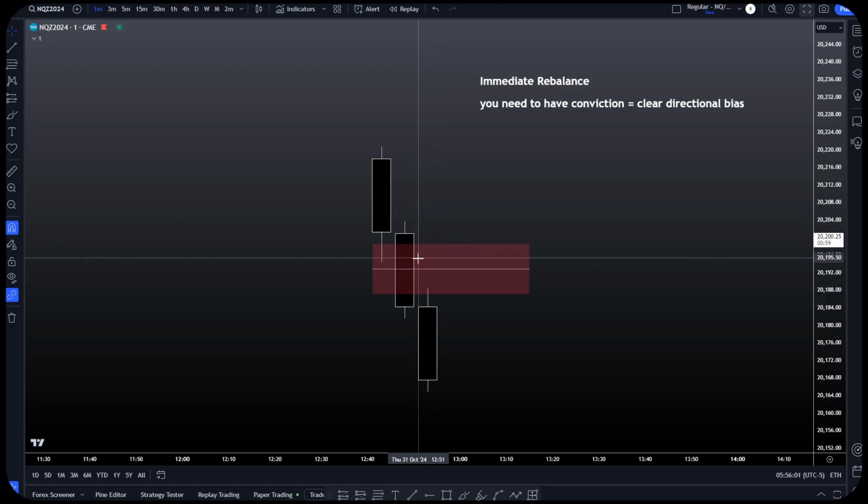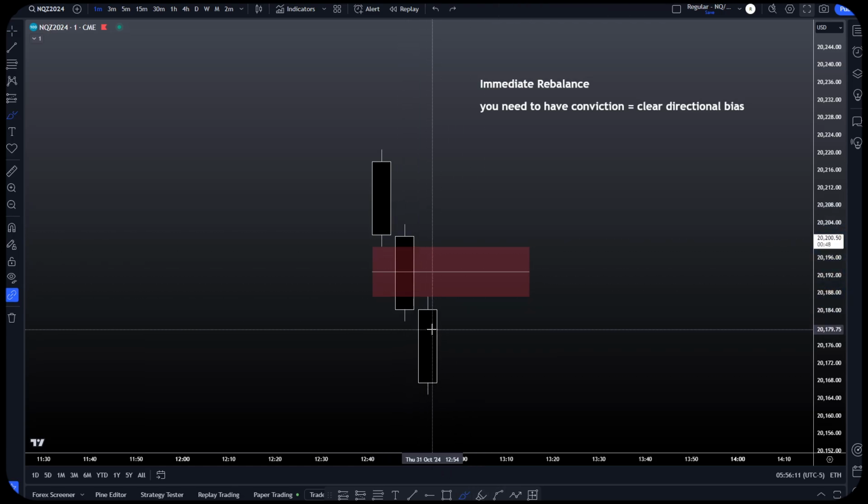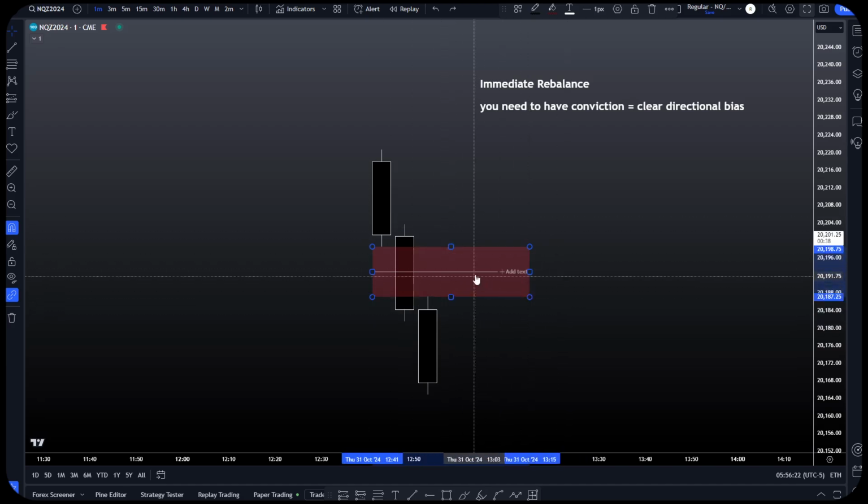So that's why, for example, this one is called sell side imbalance, buy side inefficiency. There is only sell side price action, no buy side price action. So that's why it's called buy side inefficiency. Basically it's not balanced price action, it's imbalanced price action. That's why it's called imbalance.